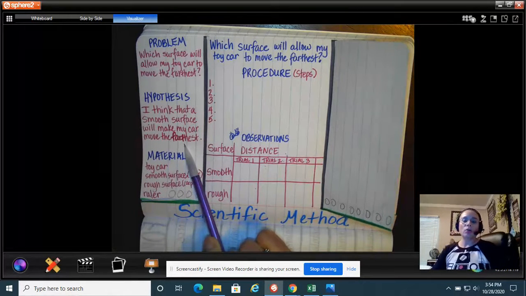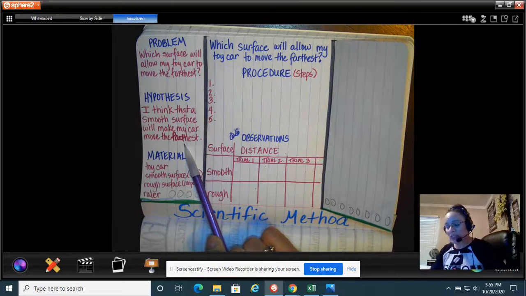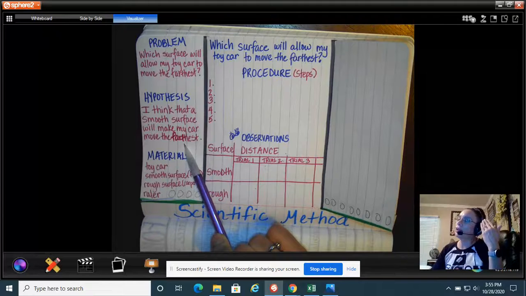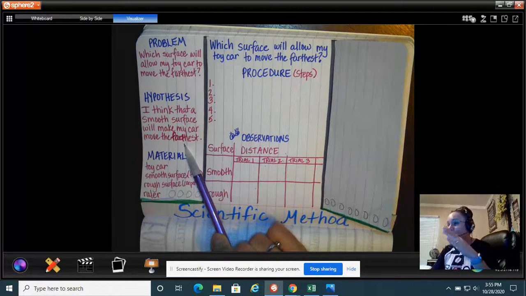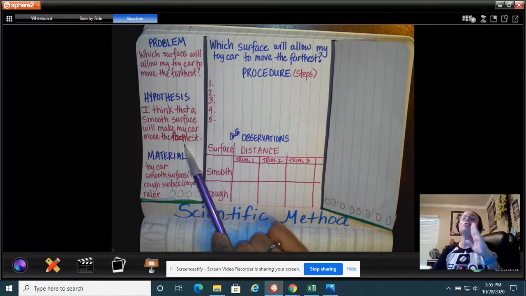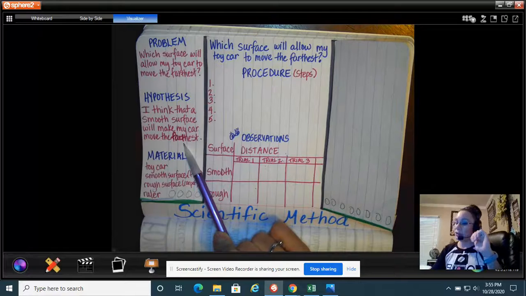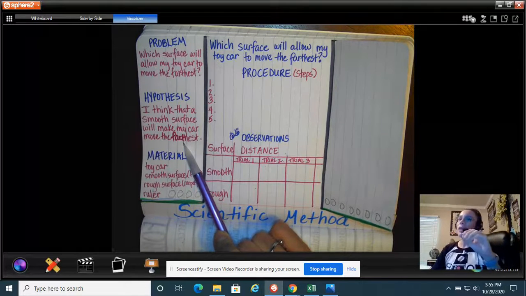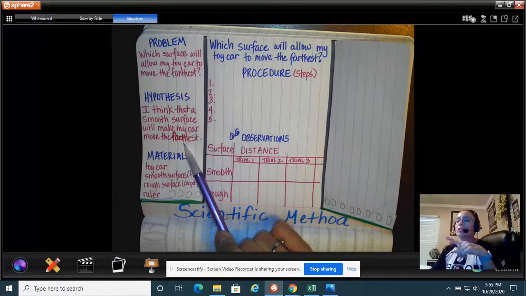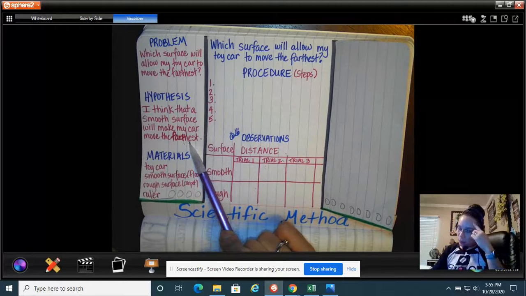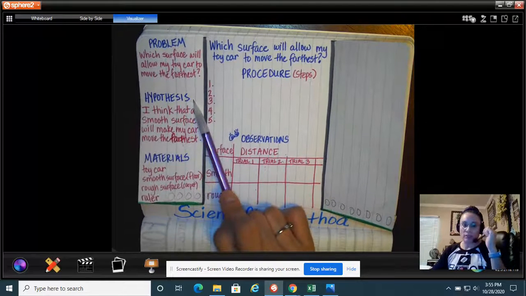Okay. So I chose the smooth surface instead of a rough surface because in my background science knowledge, I know that when my mom is driving the car, especially in front of Eisenhower, there's bumps there and she slows down and goes over the bump. So I know that it's not very smooth. Therefore, the car runs slower, and I don't go as far as fast. So that's my background knowledge for my hypothesis.